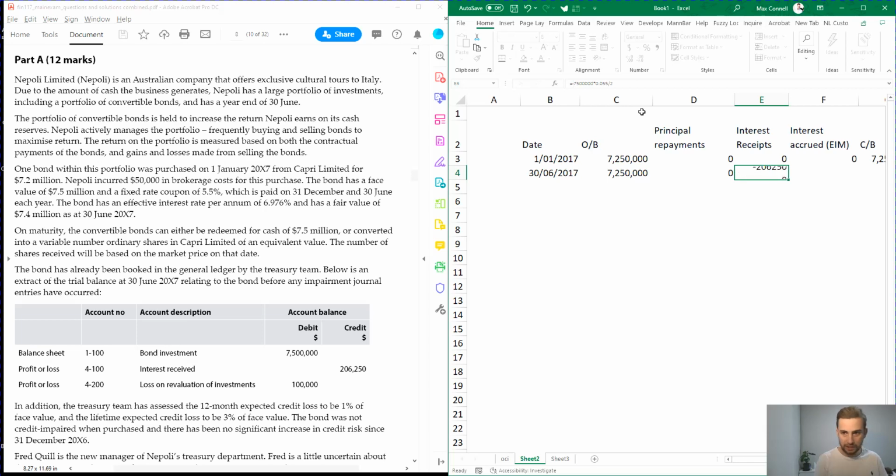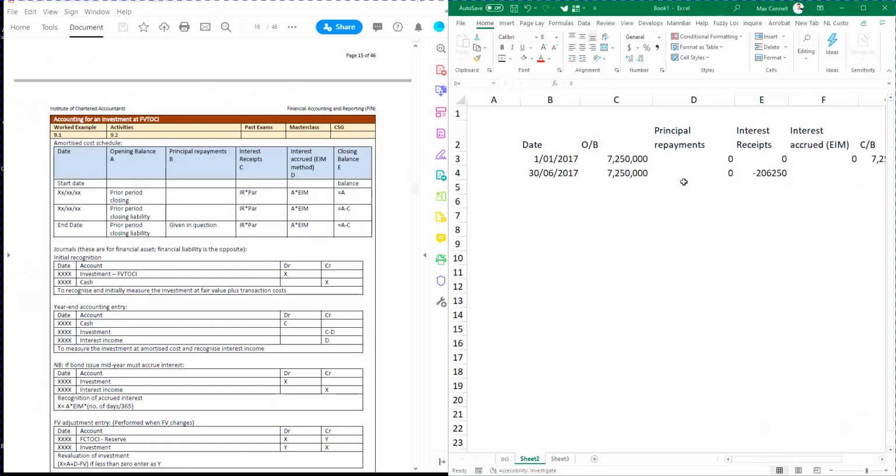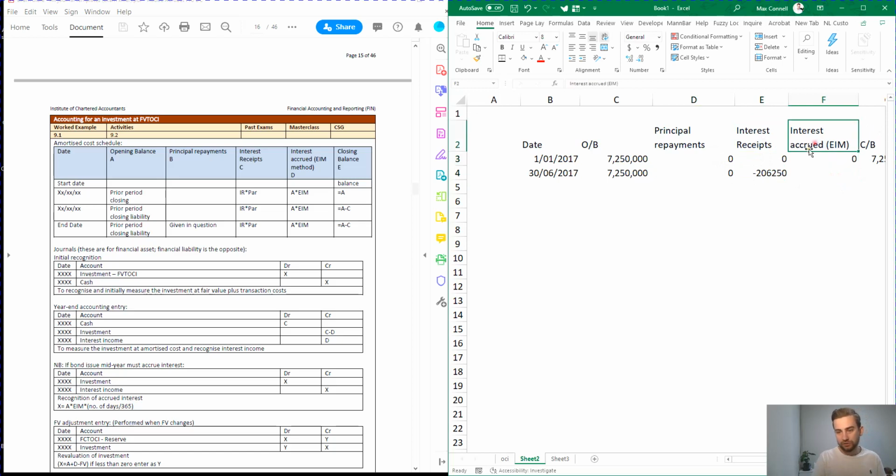Now I'm going to put it as a negative because it's interest receipt, so it's an income. Okay, so the next thing we want to do is the interest accrued method. Now this kind of offsets the interest receipts. We generally put this as a positive, whereas interest receipts are a negative. If you consider receipts as income, it's going to be credit. Interest accrued, more of an expense, so it's debit. That's how I think of it.